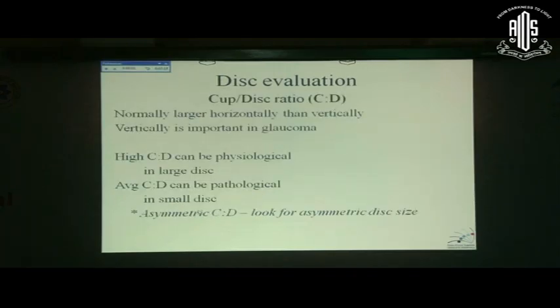Regarding the cup disc ratio, the vertical ratio is more important in glaucoma. A higher cup disc ratio can be physiological in a large disc, whereas an average cup disc ratio can be pathological in a small disc. In case of the disc size, you should always consider it when there is asymmetry in the cup disc ratio.